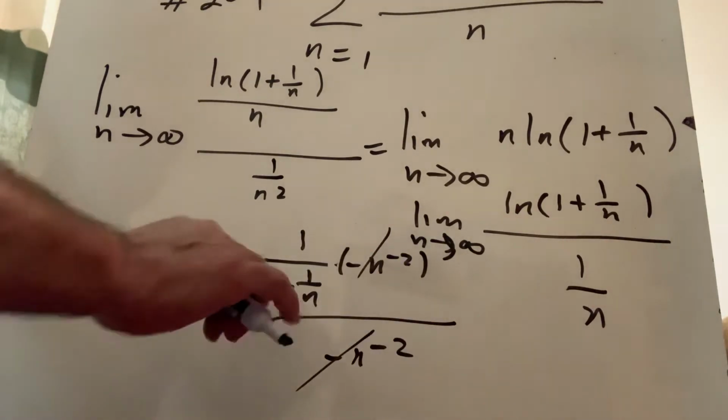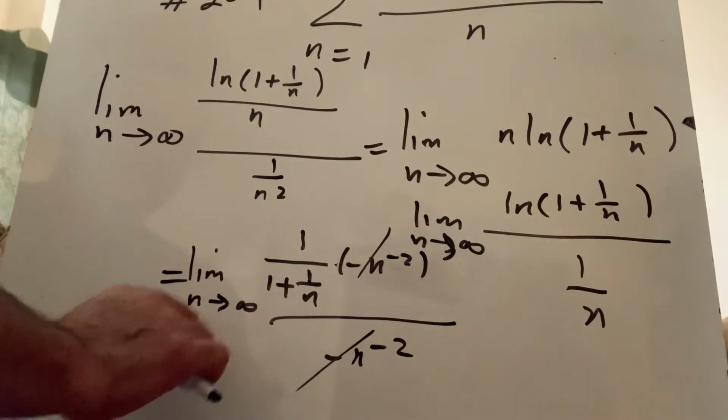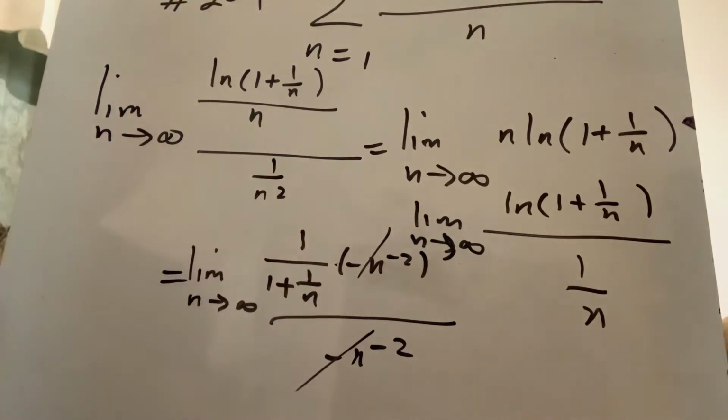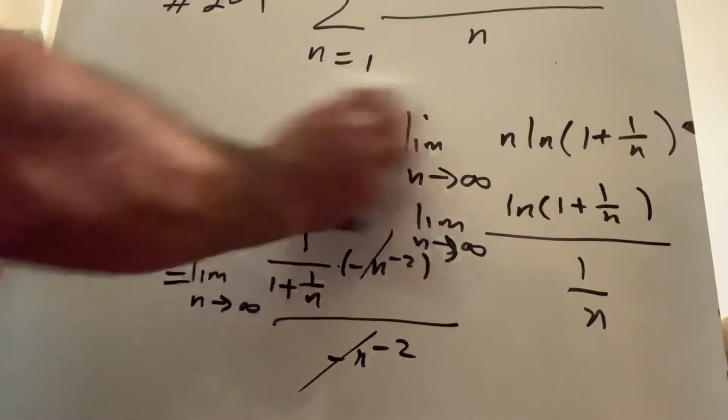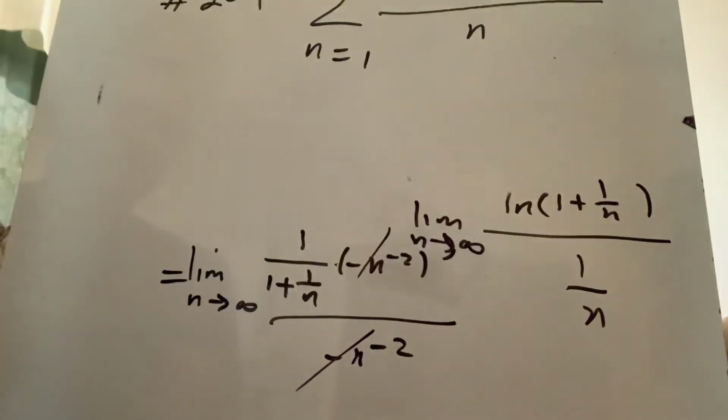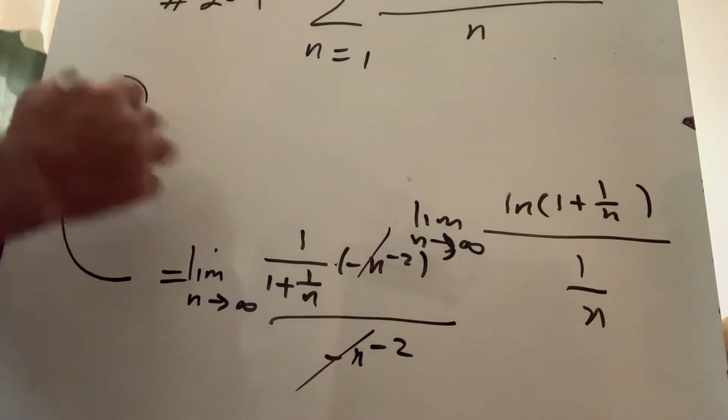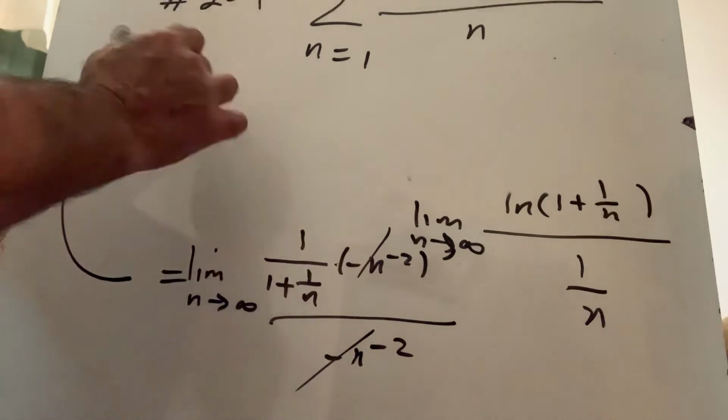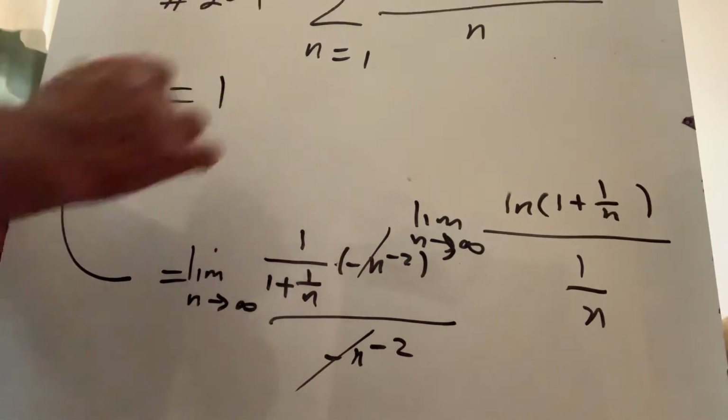So really all you're left with is the limit as n goes to infinity of 1 over 1 plus 1 over n. So as n goes to infinity, well, 1 over n goes to 0, and 1 over 1, of course, becomes 1. So that limit becomes 1.